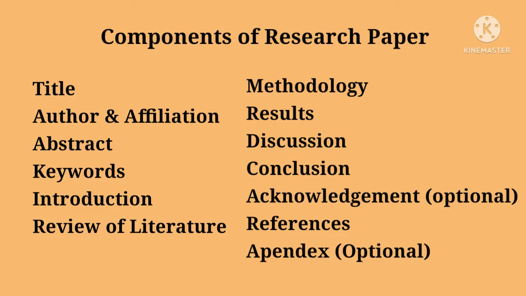Components of a research paper: title, author and affiliation, abstract, keywords, and introduction. The main part starts from the introduction: review of literature, methodology, results, discussion, conclusion, acknowledgement, reference, and appendix. These are the components. We will discuss each one: what are the benefits, and how to write each component.